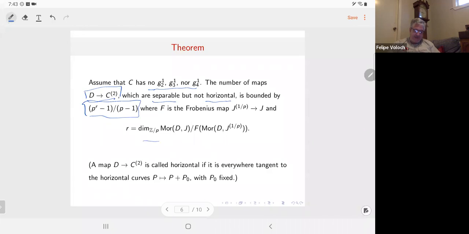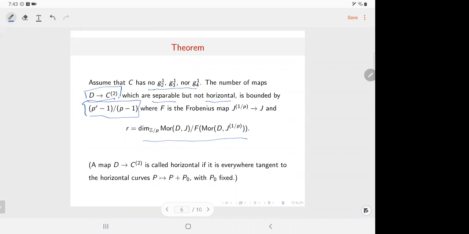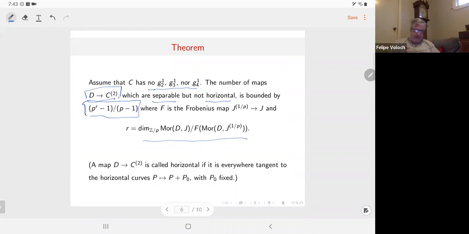R is the dimension of this Z mod P vector space, which I'm going to explain a little bit. Okay, so let me just unravel this definition, which is essential for understanding the theorem. The main point is that you have some finite dimensional vector space, and R is the dimension of this vector space. So what is this vector space?